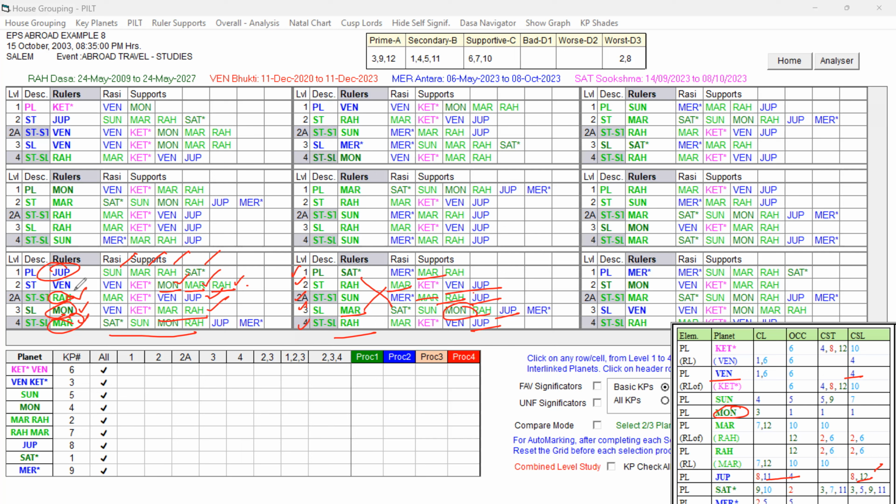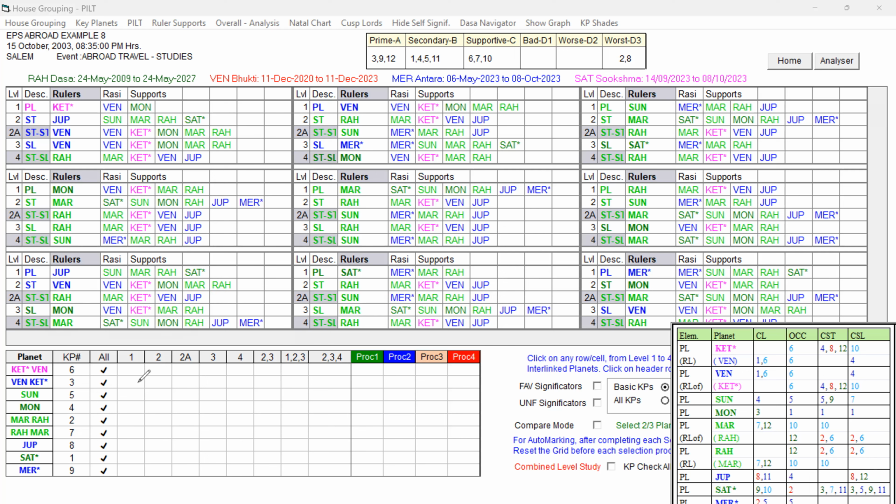Now, star lord Venus, as I said, Venus is a good key planet for this type of purpose. That is, Lagna lord and fourth sublord. For the purpose of travel, it is favorable. So that way, the 12th sublord is also supportive. I think you are able to understand how far the 12th sublord is also favorable.